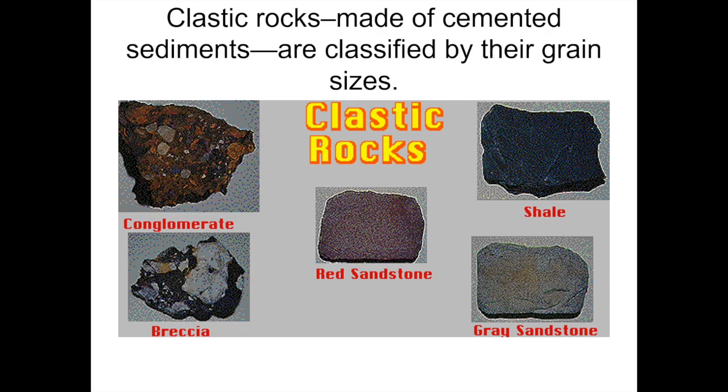So again, clastic rocks are made from cemented sediments. They are classified by their grain size. So if we're talking about a conglomerate, well, that is a collection of stones, basically pebble size. Then we go to your sandstone. Well, guess what? It's made out of sand particles. Shales are made out of silt, even smaller, and then your clays would be the smallest particles of all.